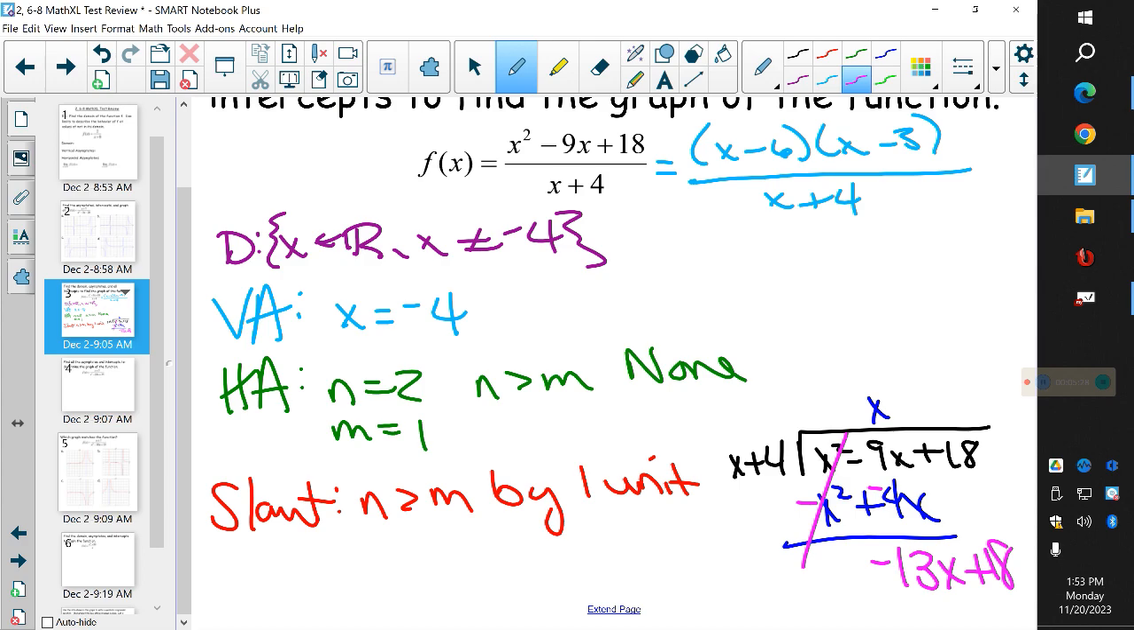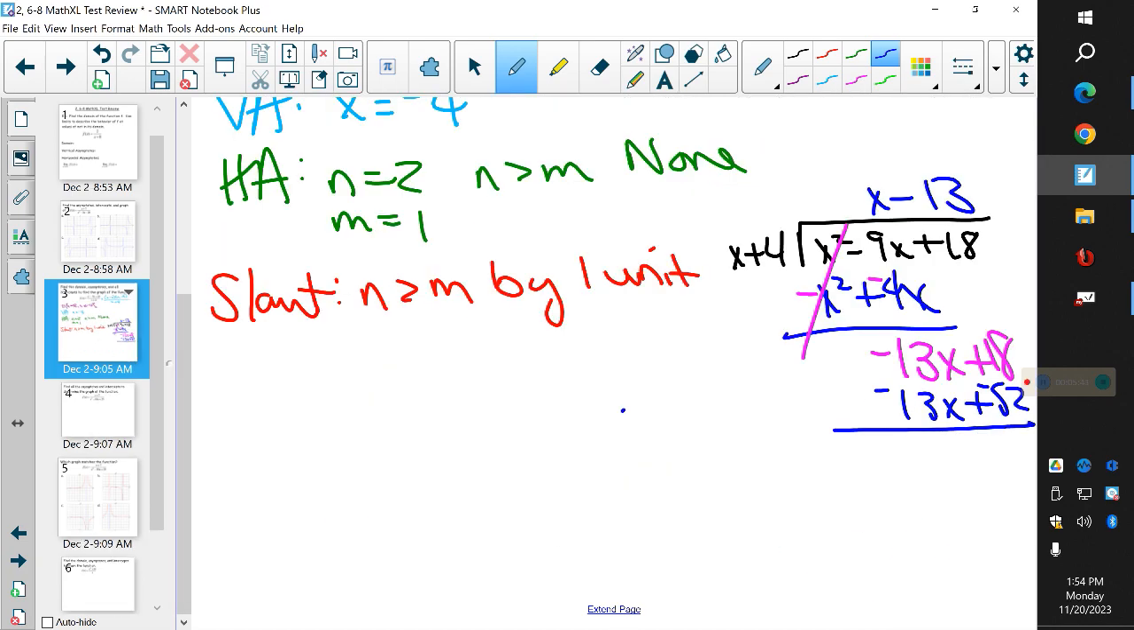18, sorry. Then I'm going to go ahead and subtract 13 from that, so I can get a negative 13x plus a negative 52. And again, I'm going to change those signs, making those both positive. Those cancel out, and you're going to have a 70 as my remainder. I do not need that 70. So my slant asymptote is y is equal to x minus 13.